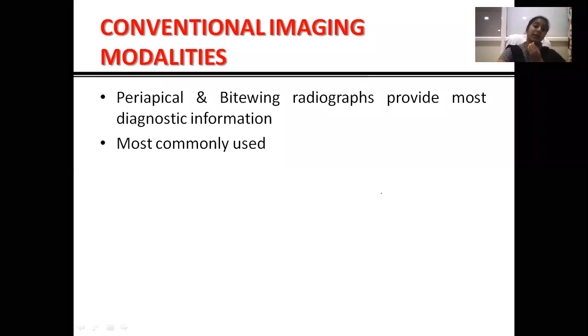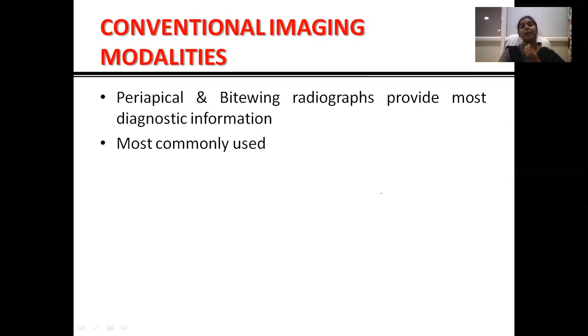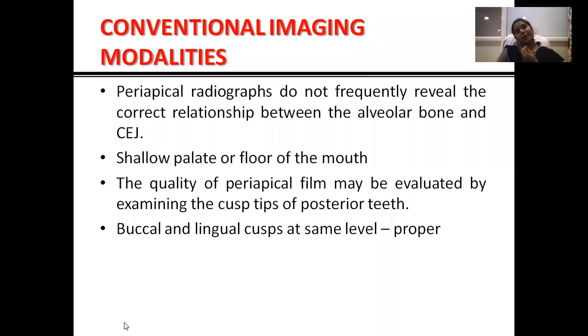Next, we will see about the conventional imaging modalities. In this, we have the periapical radiographs, Bitewing radiographs, and the panoramic radiographs, wherein the periapical and Bitewing radiographs are most commonly used. But the periapical radiographs are even more frequently used when compared to Bitewing radiographs. But the periapical radiographs do not actually reveal the exact relationship between the cemento-enamel junction and the alveolar bone. If periapical radiographs have to be used in order to obtain the proper information, we need to use the paralleling angle technique.